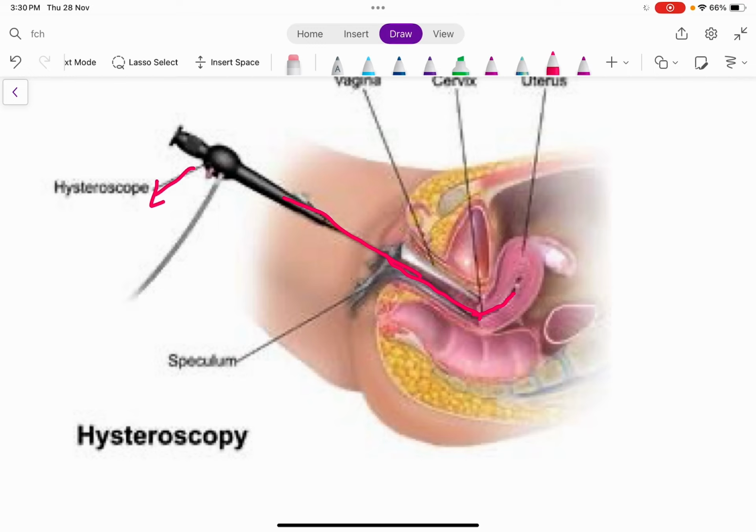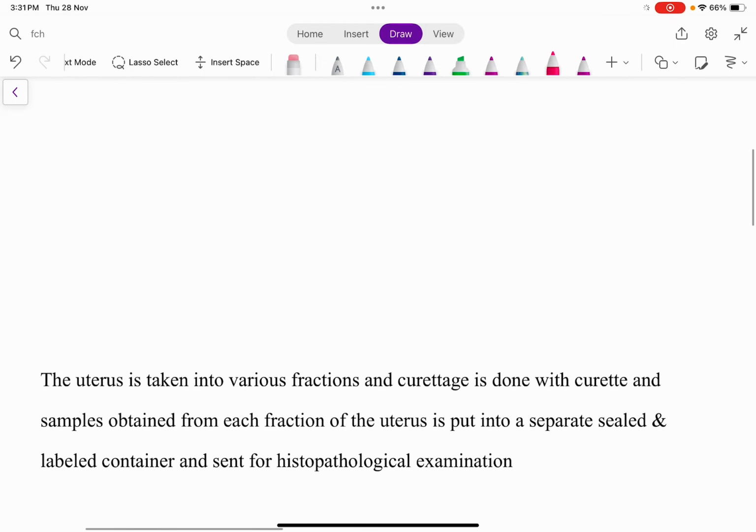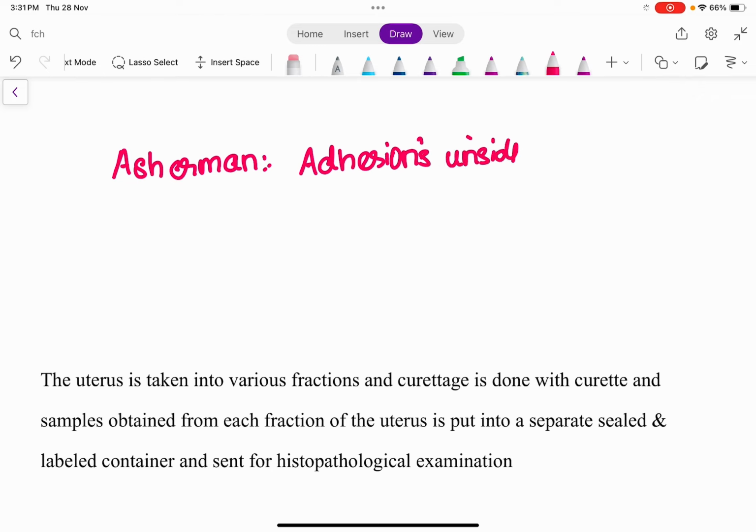This hysteroscope has both diagnostic and therapeutic functions. Diagnostic means you're going to diagnose a certain condition. For example, fractional curettage and hysteroscopy is a diagnostic procedure, but the hysteroscope can also be used therapeutically, where you do some treatment inside the uterus, for example adhesiolysis in cases of Asherman syndrome. What is Asherman syndrome? Asherman syndrome is adhesions between the walls of the uterus.